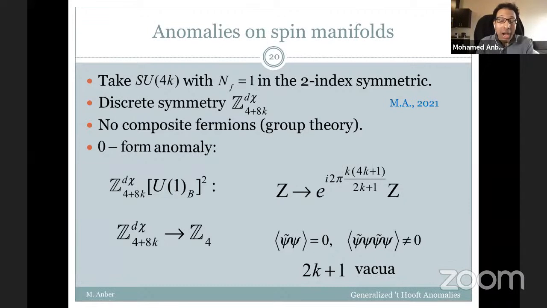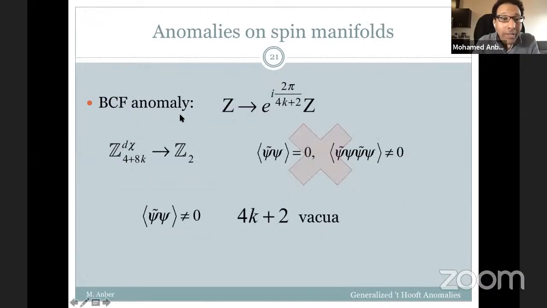So now let us see what happens when I turn on the BCF fluxes in this theory. When I turn on the BCF fluxes, I get the BCF anomaly, and now it is valued in Z sub 4K plus 2, which means that the discrete chiral symmetry has to be broken down all the way to Z2, which is basically (-1) to the fermion number, which is always a good symmetry whenever your theory respects Lorentz invariance. So the previous scenario I told you about is totally excluded, and this leaves us with the following scenario: the 2-fermion condensate has to form, and this will lead to 4K plus 2 vacua. So this is an extremely strong statement that the BCF anomaly is telling us.